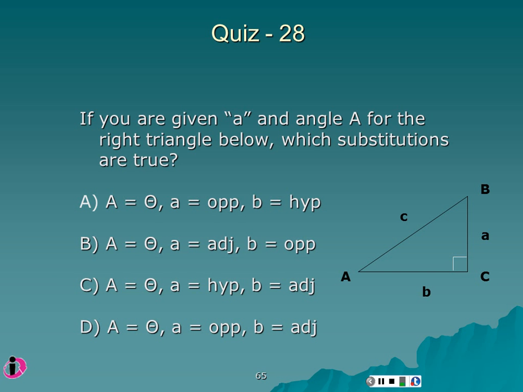Now let's look at all the substitutions. Here you are given a small a, that means the side, right, which is the opposite side. So remember, in this case, angle A, the angle that is given to you, that must be theta, okay?